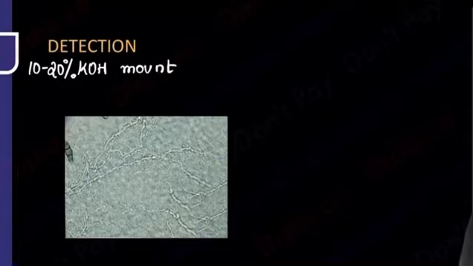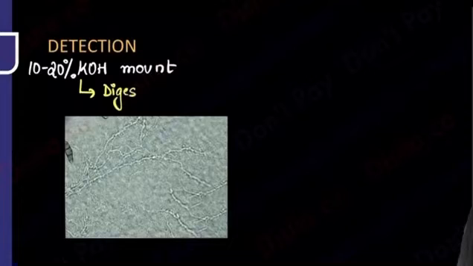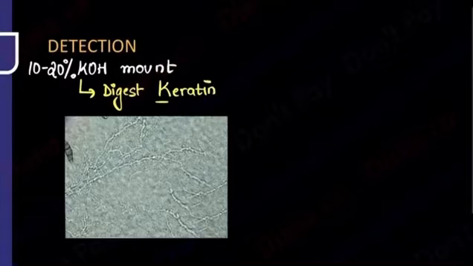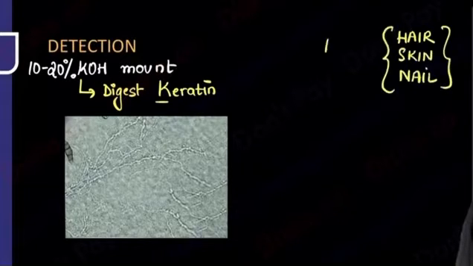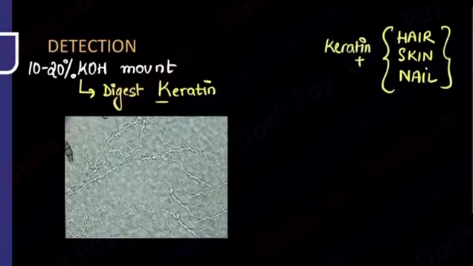Please remember, this is used because K for K, this is going to digest keratin for me. Potassium, KOH, is going to digest keratin. Why do I want to digest keratin? What kind of samples am I dealing with? I'm dealing with samples like hair, skin and nail, right? These samples are very, very rich in keratin. Now, if they're very rich in keratin, just imagine a nail. A nail is going to be so thick.